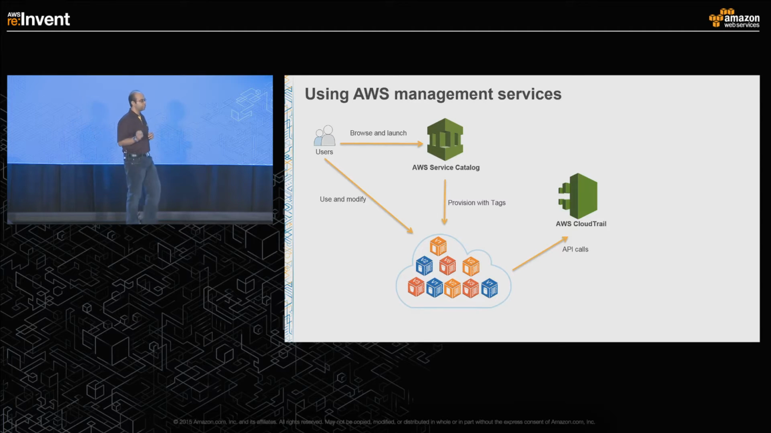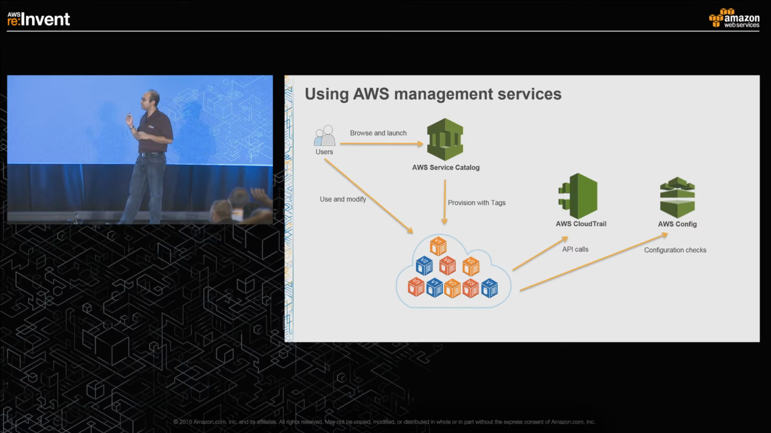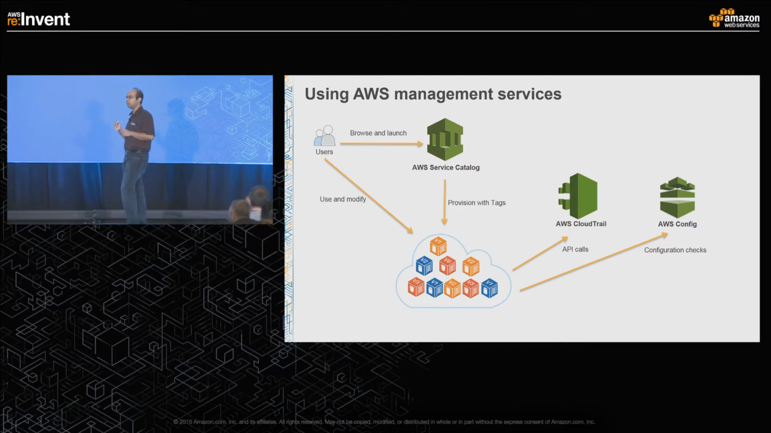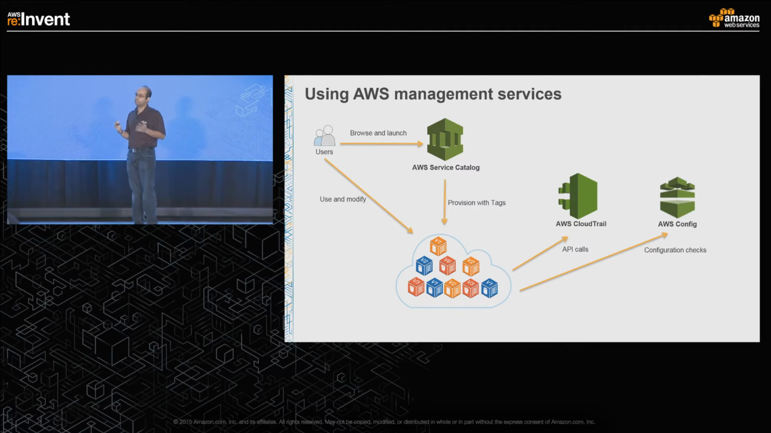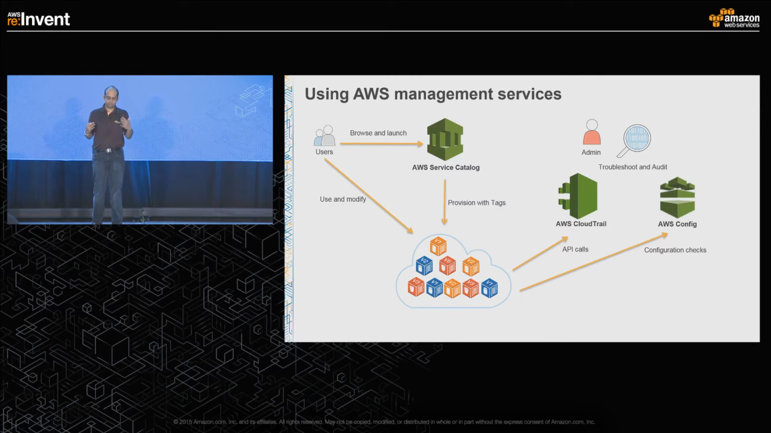As users also change and modify the infrastructure pieces, AWS Config comes in to check on your configuration of all your resources. We will see how both these services combine together to give the admin, or the person who's responsible for ensuring compliance and best practices as well as management of the infrastructure, the right tools they need. How can they troubleshoot? How can they audit?